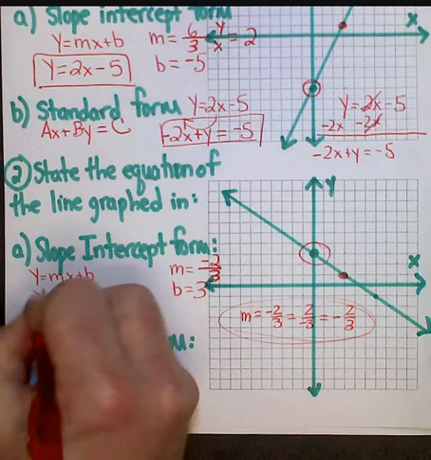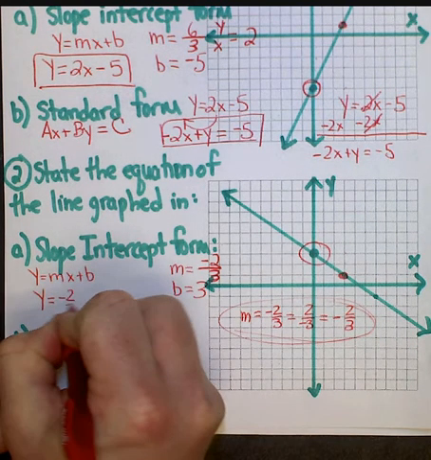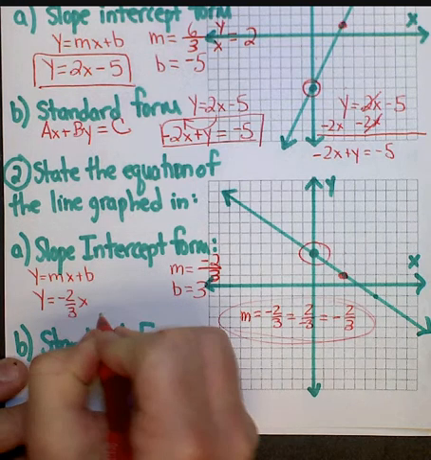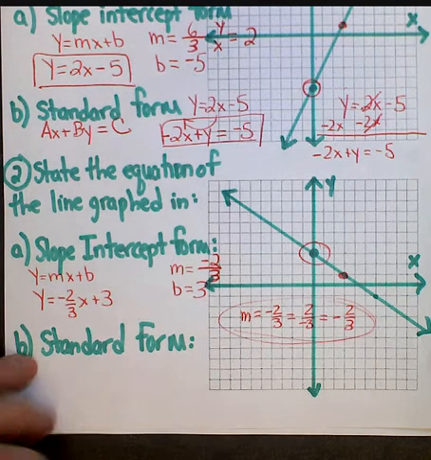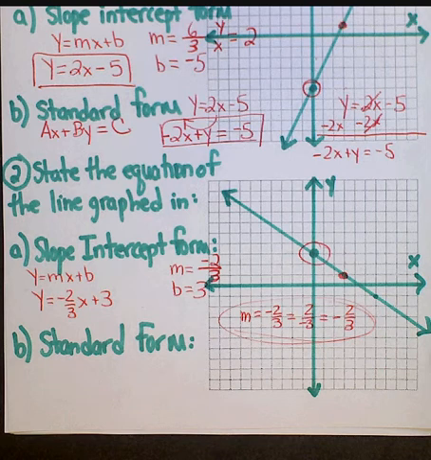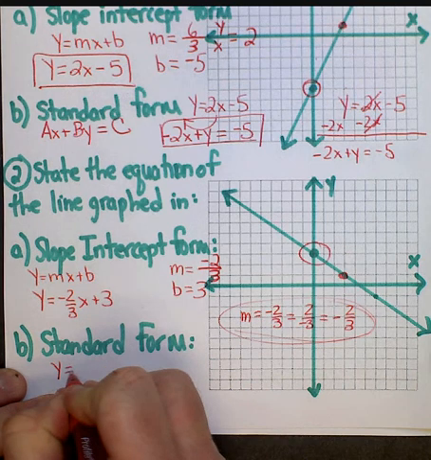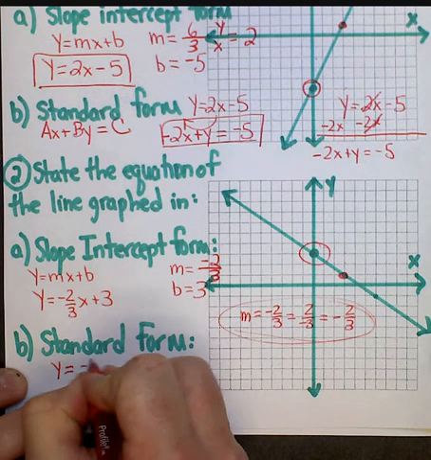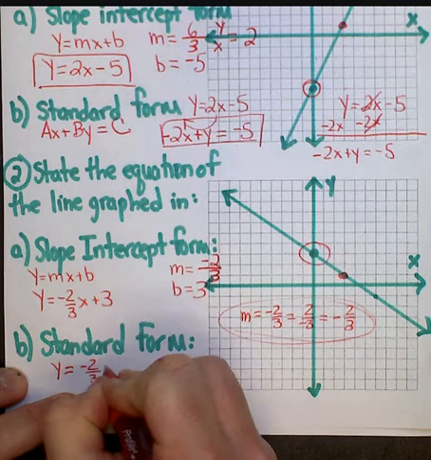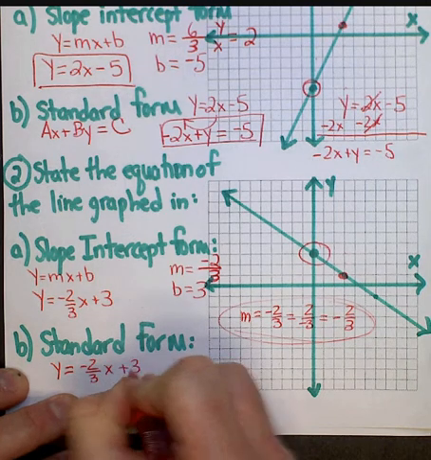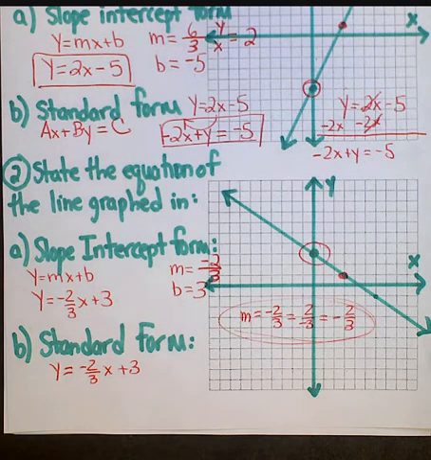y equals my slope, negative 2/3 x, and then plus 3. There it is. That's the equation of my line. Now I want to write that in standard form. Okay, so there's going to be 2 things that you can do. I showed you one way last time. I'm going to show you a different way this time, because some of us have a problem with trying to get that fraction over to the other side, right?